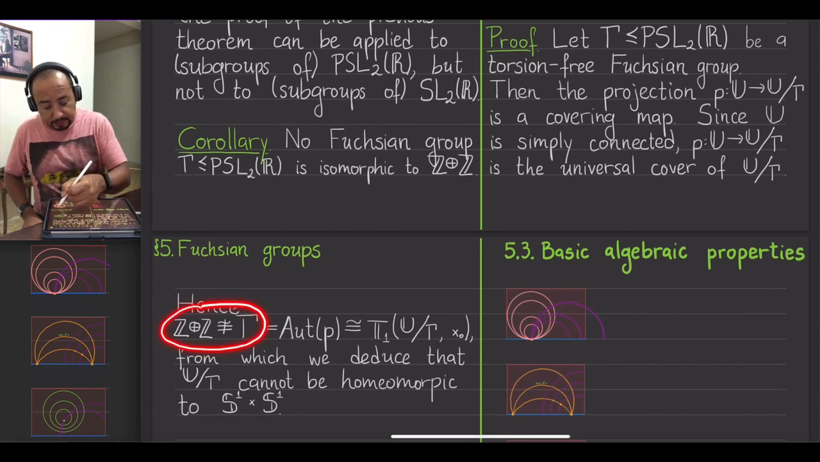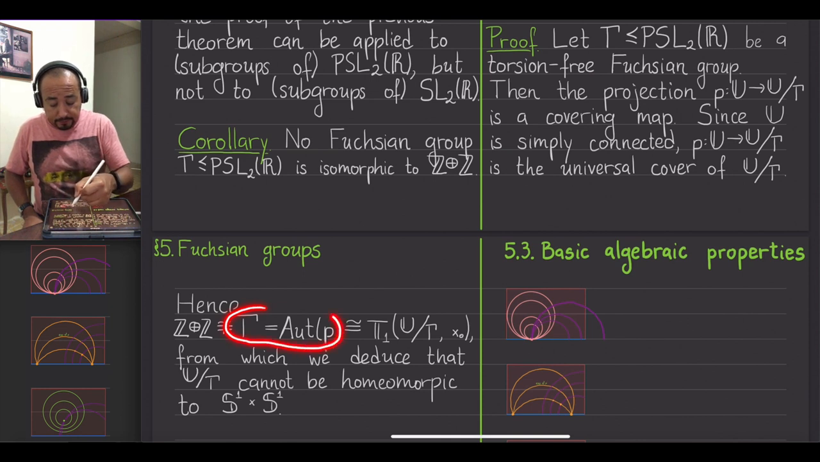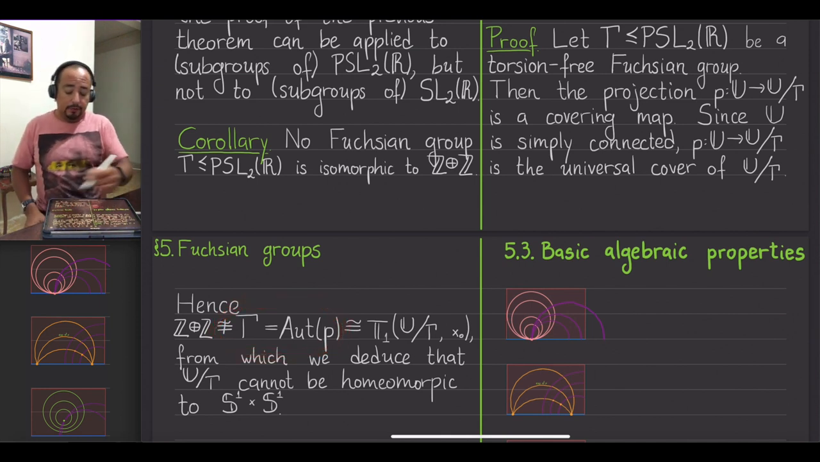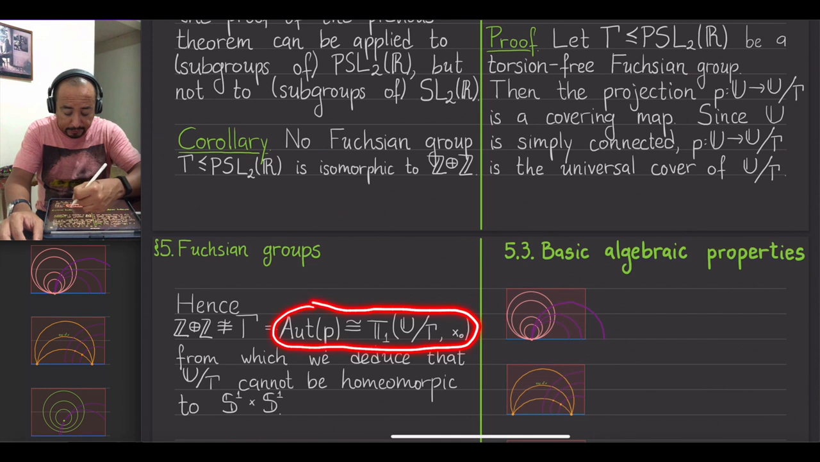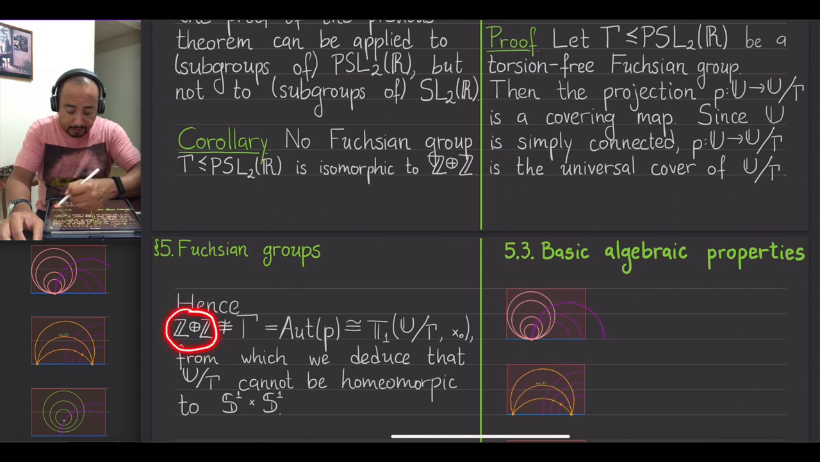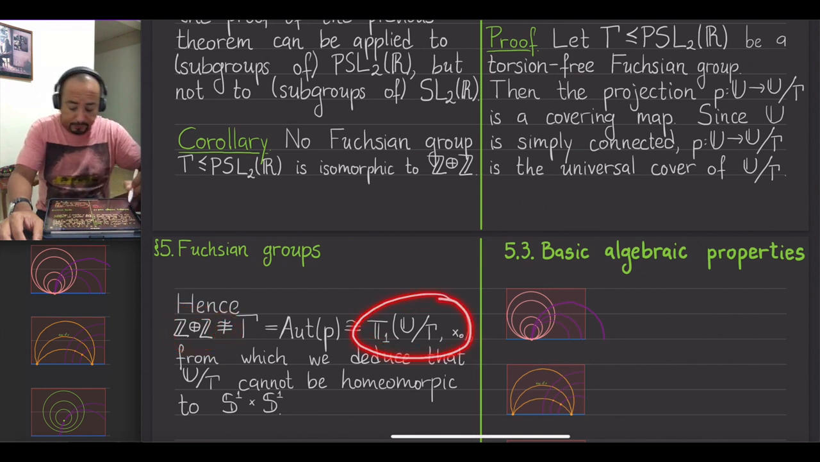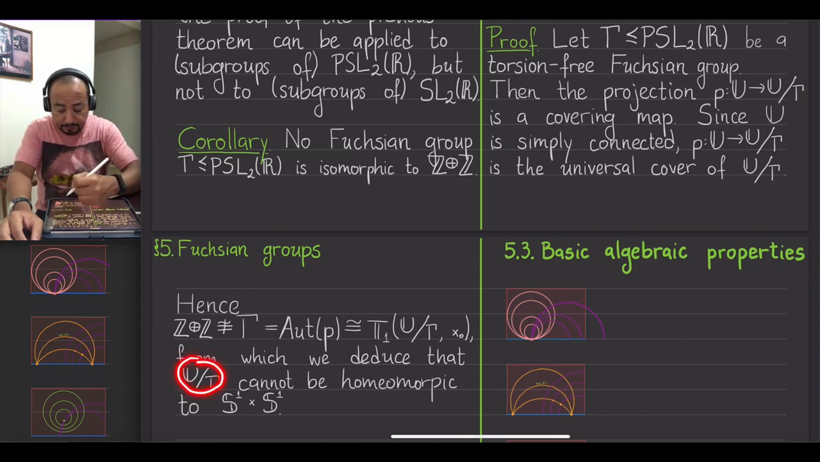But then, this we already know because gamma is a discrete subgroup of PSL2R. On the other hand, this we would have to prove. We will go into the details of this proof when we see the chapter on covering spaces, a theorem from the theory of covering spaces. And what we obtain is that Z plus Z, which is the fundamental group of a compact torus, is not isomorphic to the fundamental group of the orbit space. So the orbit space cannot be homeomorphic to the compact torus.